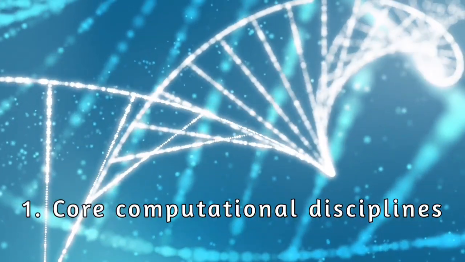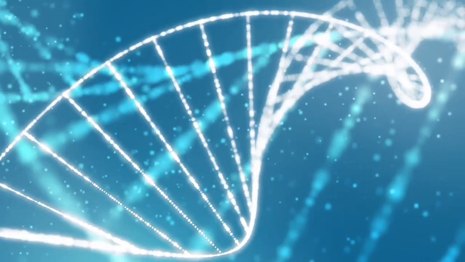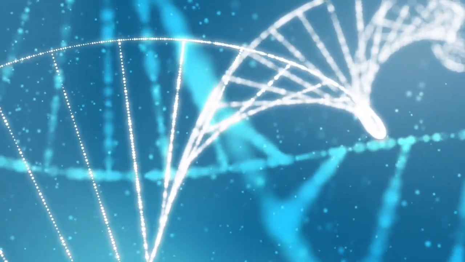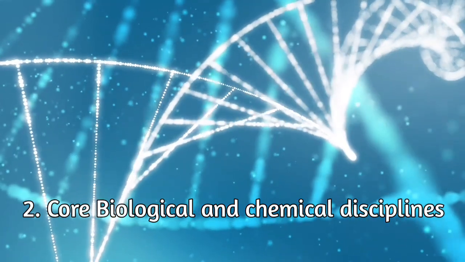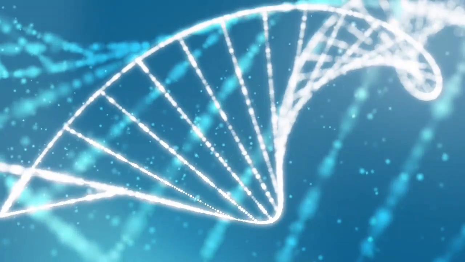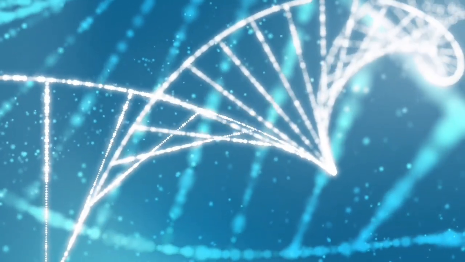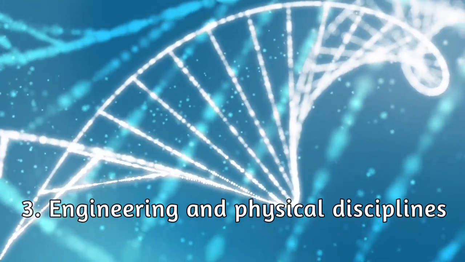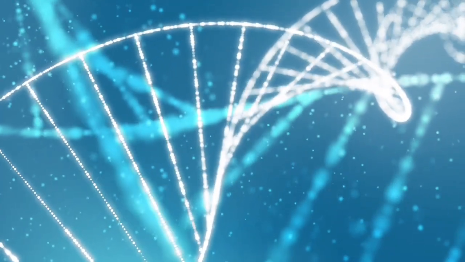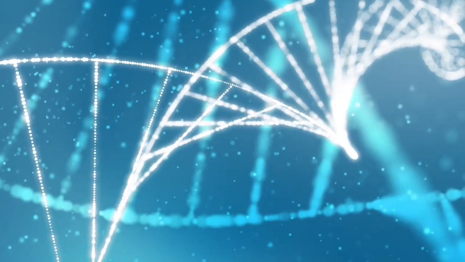1. Core computational disciplines. These fields provide the tools and frameworks used to process complex biological data: bioinformatics, computational biology, biostatistics, machine learning and AI. 2. Core biological and chemical disciplines. These fields provide the data, or the physical wetware, for biocomputing: genomics and proteomics, synthetic biology, molecular modeling, systems biology. 3. Engineering and physical disciplines. These disciplines are more prominent when building biocomputers, computers made of biological materials: DNA computing, nanobiotechnology, molecular electronics, neuroinformatics.